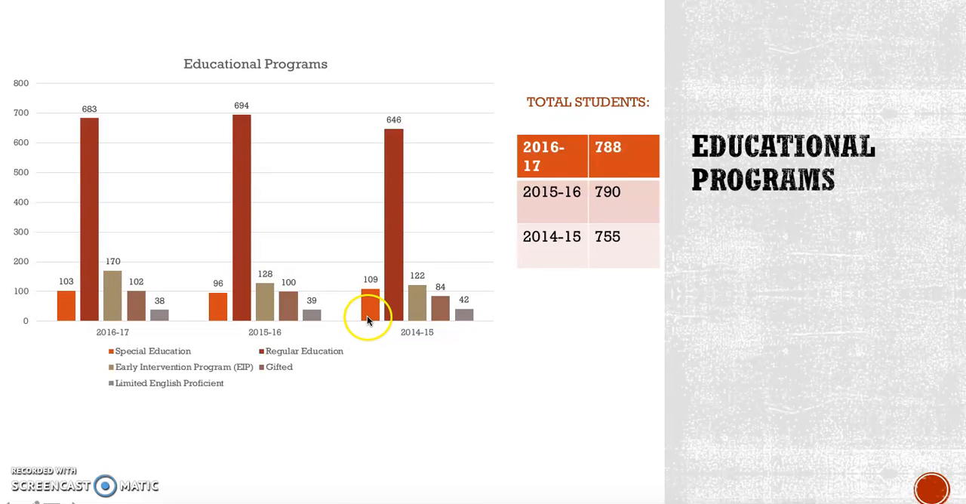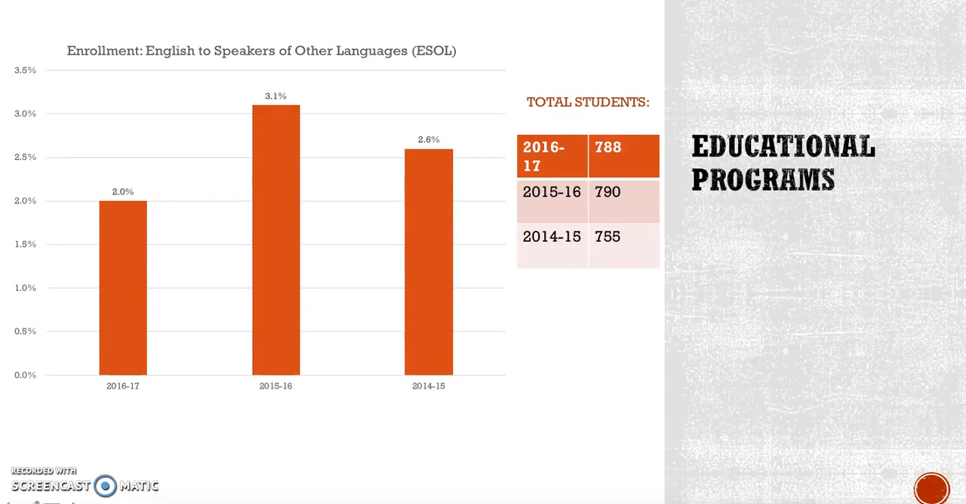We don't see an increase in the special education population. It remains about the same at 100 students, and we don't see an increase in the limited English proficient. We actually see a decrease in the amount of students who are limited English proficient. As we look at English speakers of other languages, we also see a decrease from 2.6%. We do see a slight spike, a 3.1% increase, but then we see another decrease to 2.0%. So the amount of students who are speaking languages other than English have decreased, which means the amount of personnel that is needed to support these students will decrease as well.